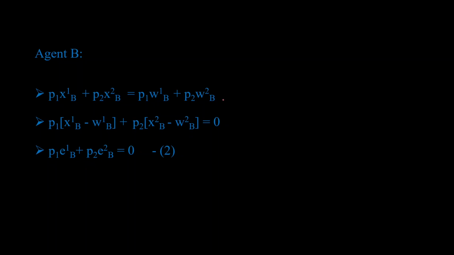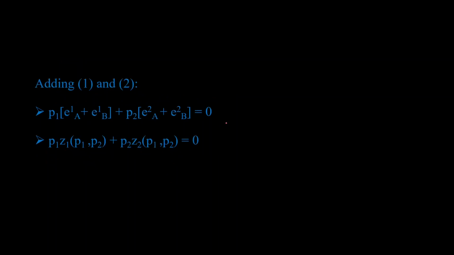Similarly, you have it for B as well. It's the exact same thing. This is what you get for B. And now you have your equation 2, and you had your equation 1 as well. We can add them up, and this is what we get: P1 into E1a plus E1b plus P2 into E2a plus E2b equal to 0. Now again, E1a is your excess demand for good 1 for agent A. E1b is your excess demand for good 1 for agent B.